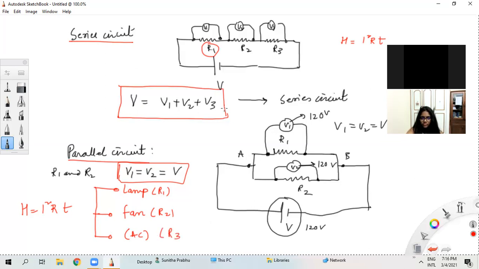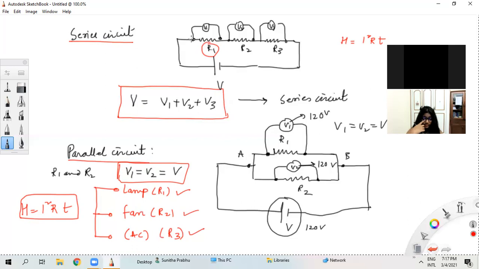So when current passes through them, lamp R1 is going to do work. Do work means give out heat. Fan R2 is going to do work, rotate, and give out heat. AC is going to keep the room cool. That means that is also doing work, and also going to give out heat. Everything is termed as heat. Able to understand, and the formula for that is H is equal to I square RT.